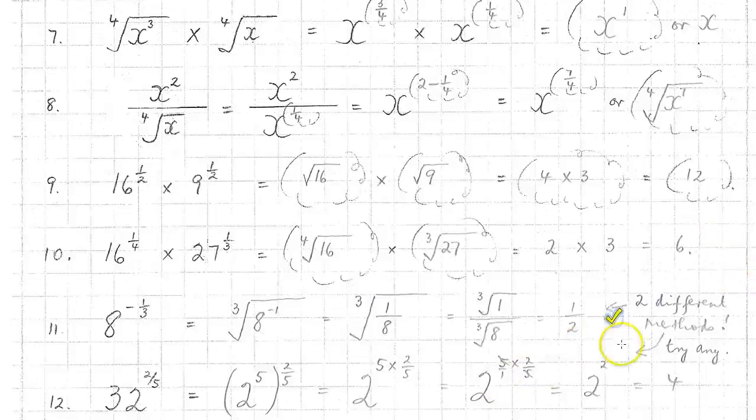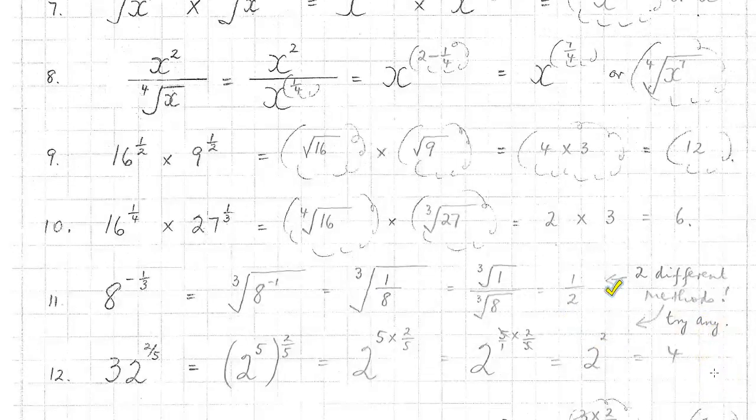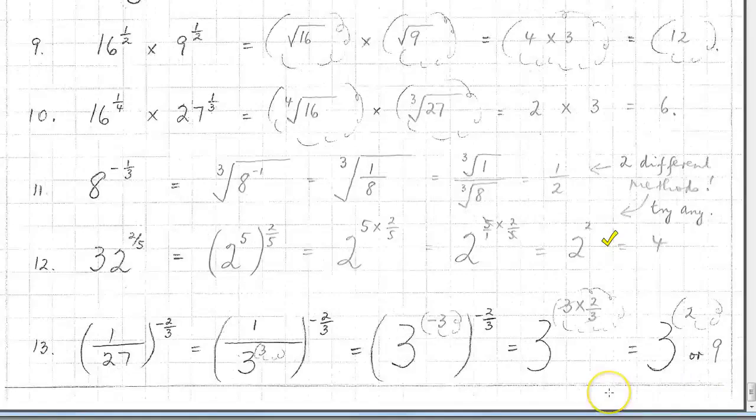All right? Now let's do number 12 in a method that you could also do number 11 if you wished. It's called the prime base method, remember. 32 to the power 2/5. That actually means you want the fifth root of 32, and then you want to square the answer. But watch what I'm going to do. 32 is 2 to the power 5. You can try it on your fingers: 2 times 2 times 2 times 2 times 2. I must multiply the powers. 5 times 2/5. The 5's cancel, and you get 2 squared. And that's 4. All right?